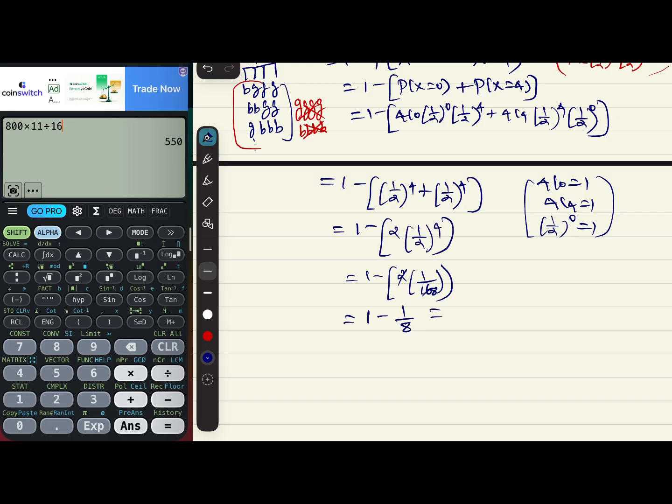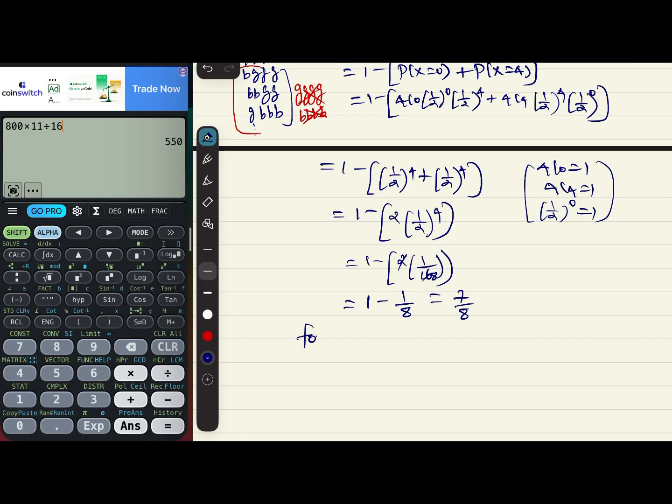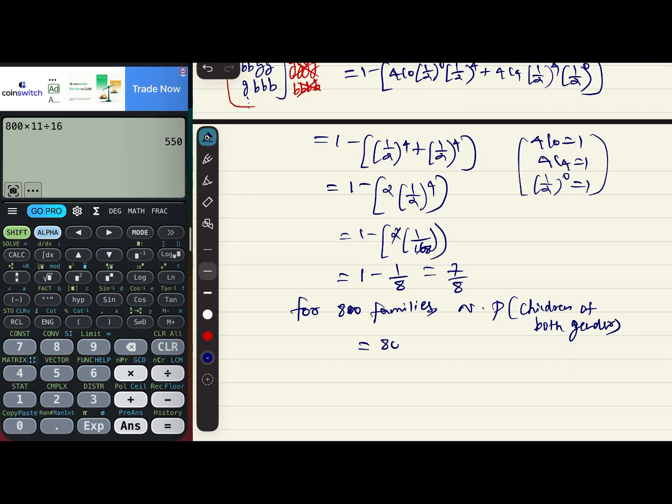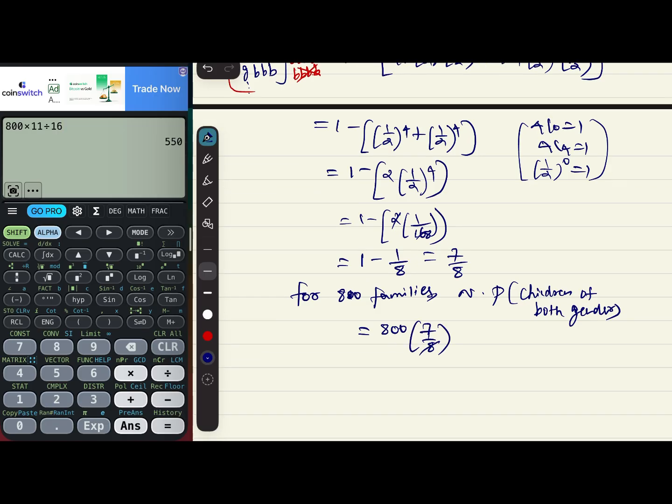So I think this calculation is clear. It is 7 over 8. So for one family, we got this answer. For 800 families, we have n into probability of children of both gender, right? Which is 800 into 7 by 8. So what is 8 into 7 by 8? You can just cancel the 8 with 800, which gives 700 families.